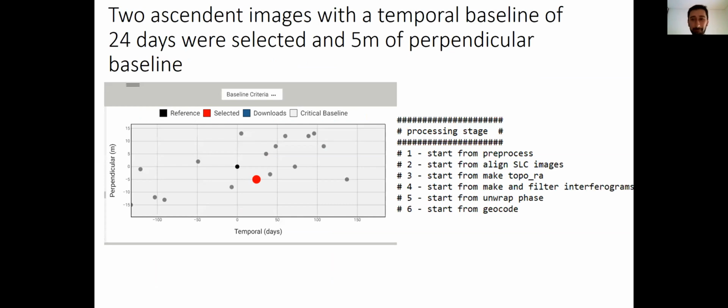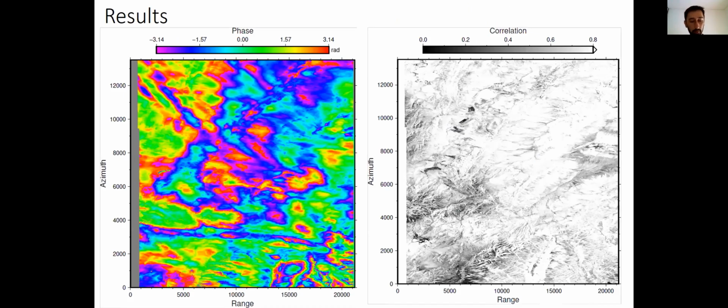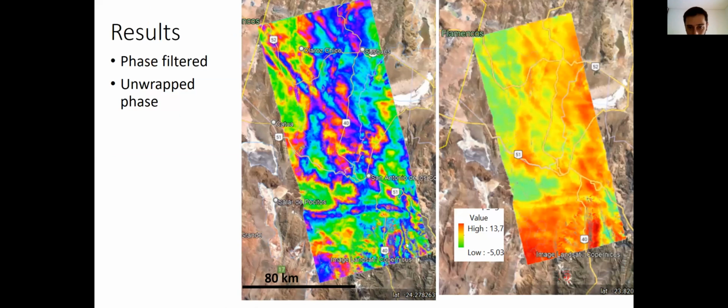I did a very basic processing. I only used 2 images with a temporal baseline of 24 days and 5 meters of perpendicular baseline. And I will show you the results. These are the results in SAR geometry. As the rock glaciers are very small, I changed the geometry to normal coordinates to detect the rock glaciers. I focus my work in the southern part of this image. I did the unwrapping, but by now I only want to know if the rock glaciers are moving. I don't care how much now, at least. In the future, I will try to improve the processing and try to know how much they are moving.